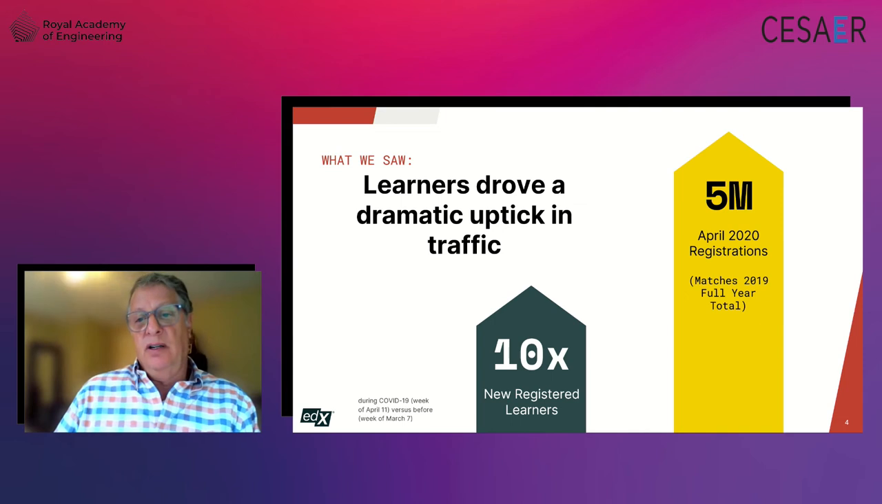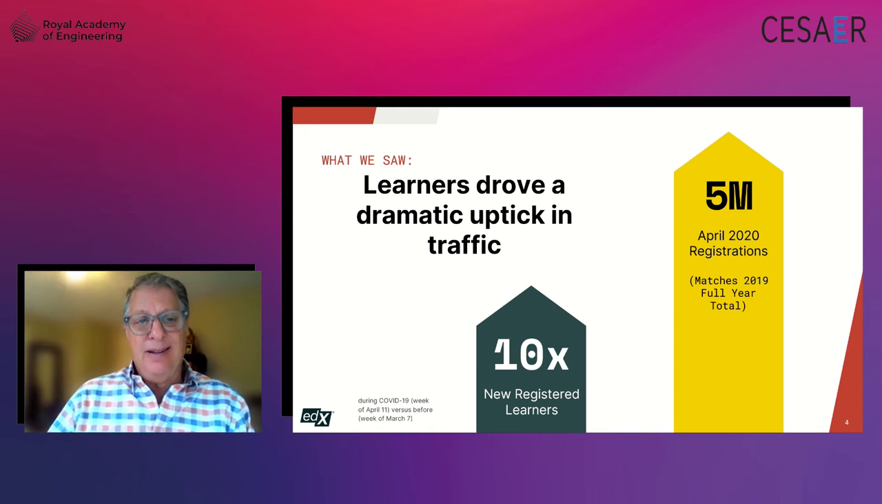Is it relevant or is it irrelevant? In this case, we have seen on edX with 38 million learners, a 10 times increase in new registered learners. Fascinating. So for you, in terms of numbers, we would typically do at edX 5 million new registrations per year, 5 million a year. Starting in April 2020, 5 million a month.